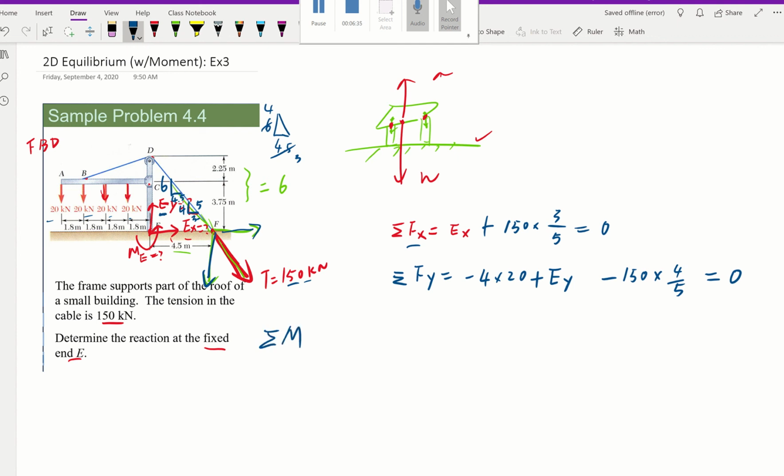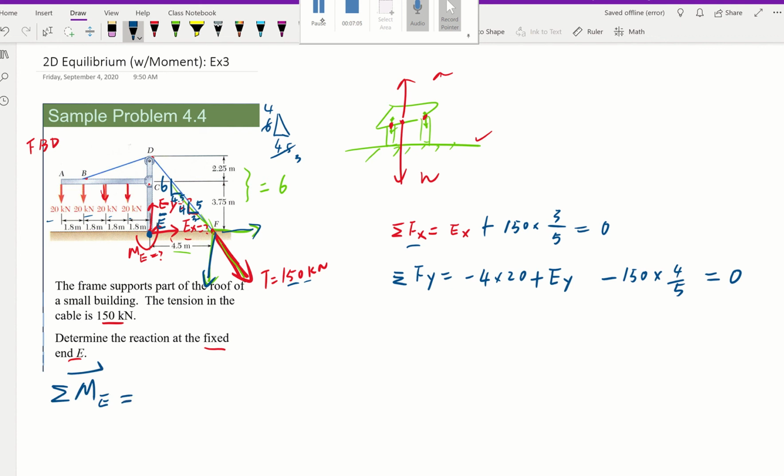Then the last equation is going to be our moment equation. For the moment, you choose a point that has a lot of forces on it, which obviously will be our point E, right here. All the forces are rotating about E. We're going to consider incorporating this into the equation. This equation is going to be long. I anticipate it being so long that I'm going to move to the very left.